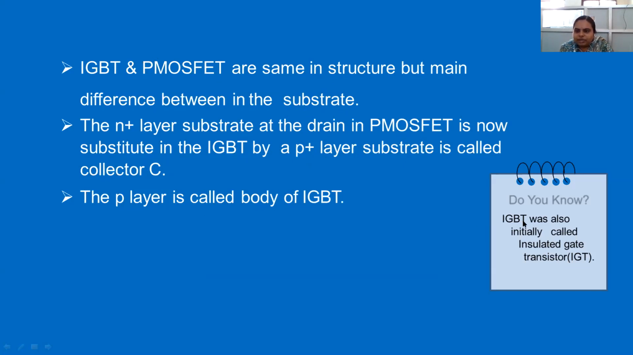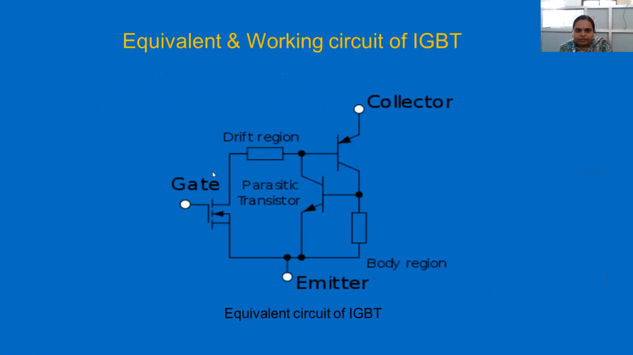Then the IGBT was also initially called insulated gate transistor. In the previous terms it is mentioned as IGT, but as it is an advanced version, we have taken the name IGBT. Next, this is the equivalent circuit, that is, the internal construction of the IGBT. This part is going to be your MOSFET. Yes, observe here, it is a MOSFET and two transistors.